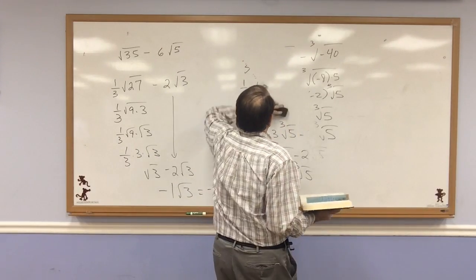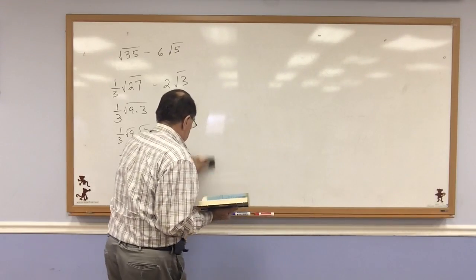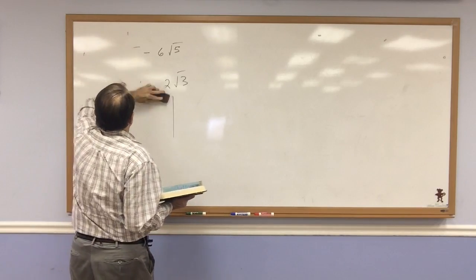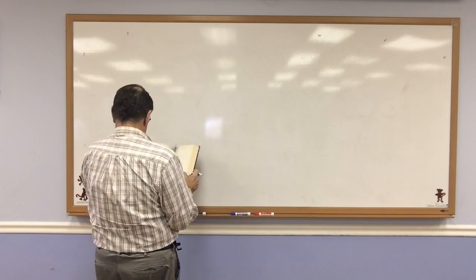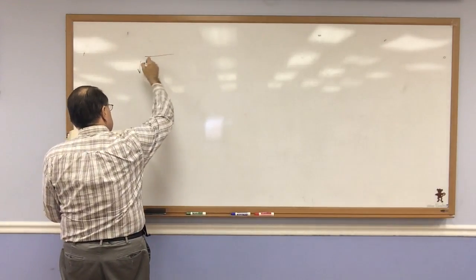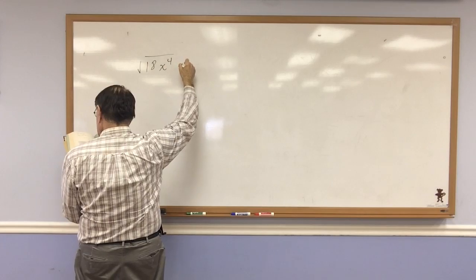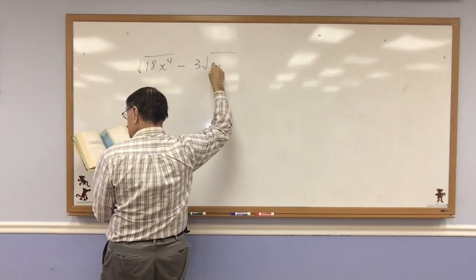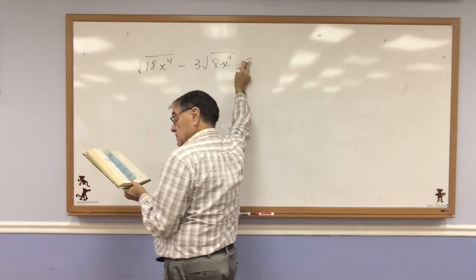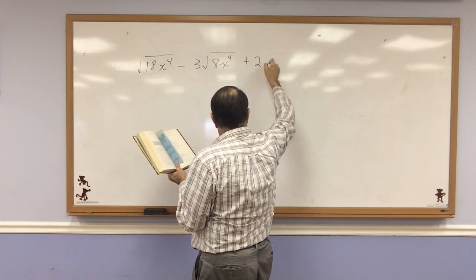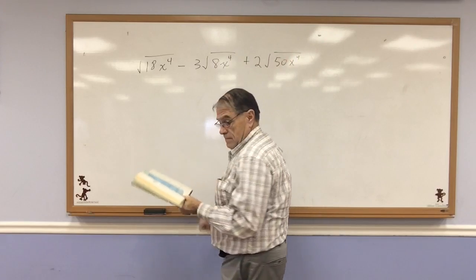Let's take a look at an example with a variable. Let's take this example here. Square root of 18x to the 4th minus 3 times the square root of 8x to the 4th plus 2 times the square root of 50x to the 4th.